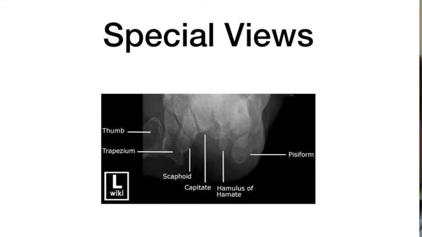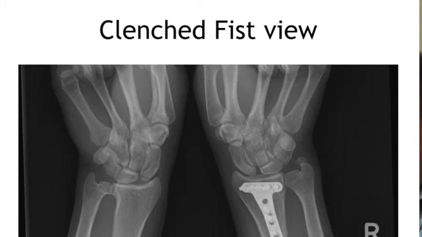Another view is a clenched fist view, and this is a good comparison film. You can see the left wrist appears to be normal, but the right, the scapholunate junction width is greater than probably 3 millimeters, so that is more concerning. And with a clenched fist view, that junction will widen even more so.